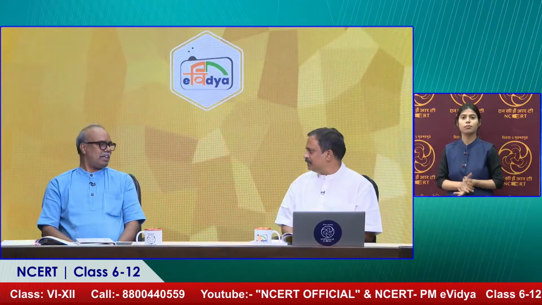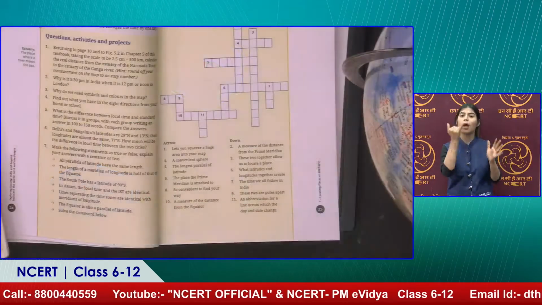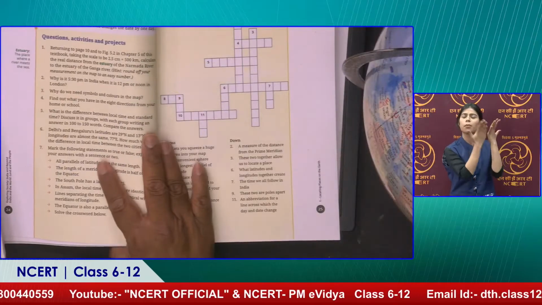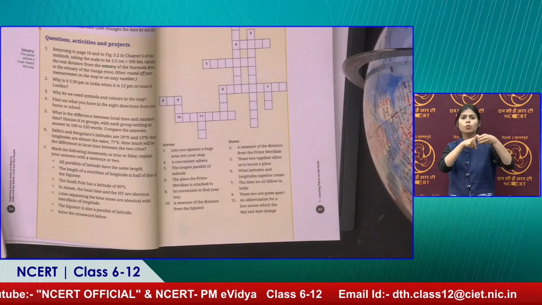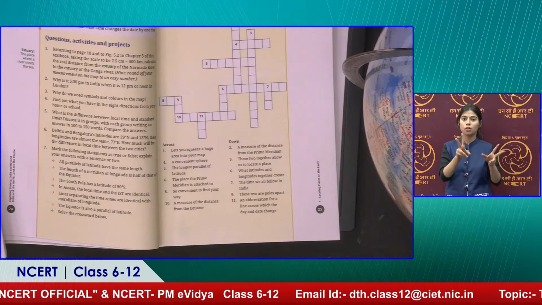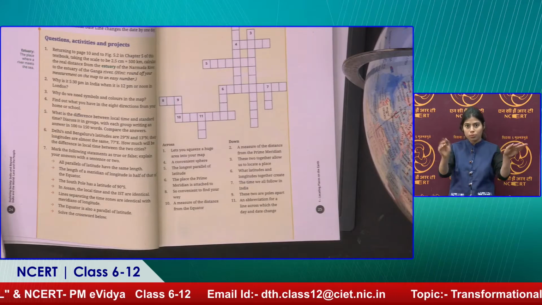Yeah, that's right. If you look at, for example, page number 24, 25 in this book, a lot of application-based questions are introduced to the children. For example, why do we need symbols and colors in the map? Children need to think about why these particular colors are used in the map.